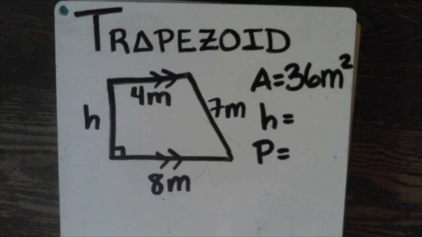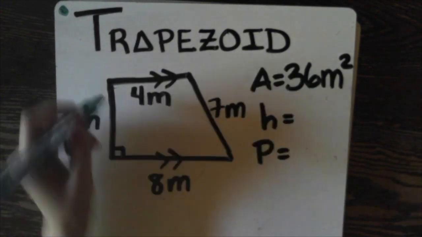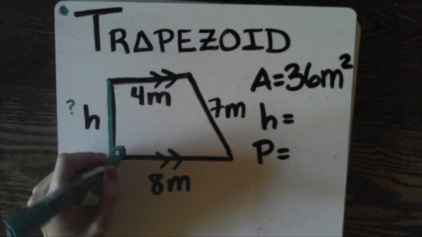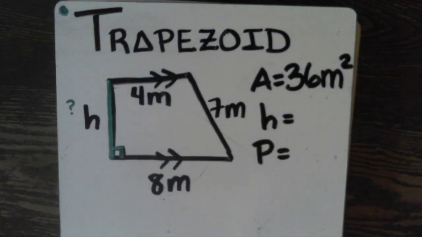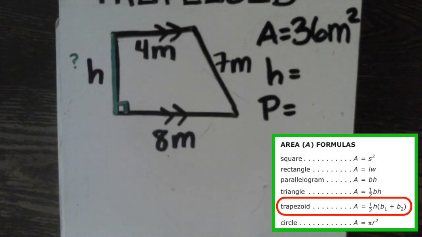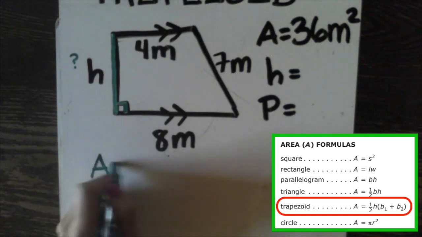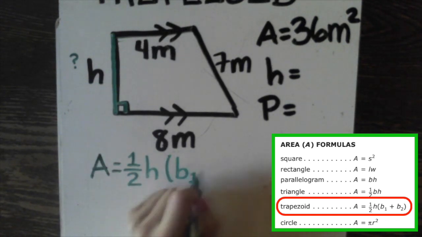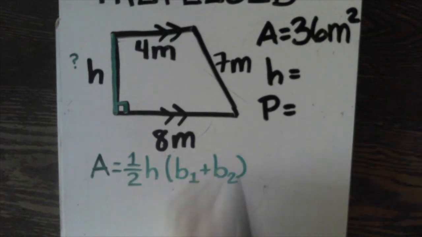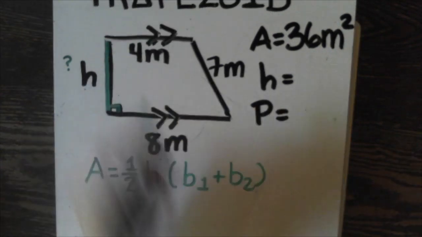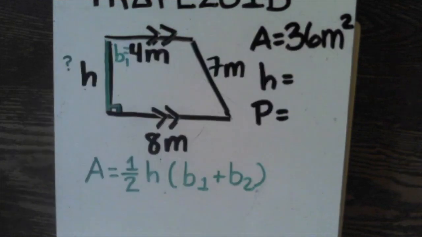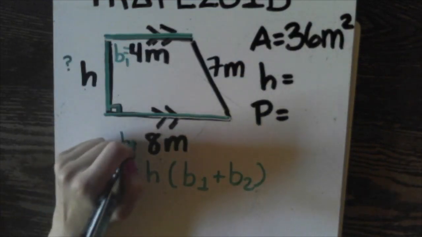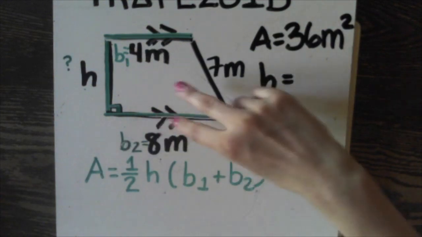We are given that the area of this trapezoid is 36 square meters, and we have to find the height, which we know is this vertical line because it makes a 90-degree angle with the base, with both bases actually, since they are parallel. Now the area formula for a trapezoid is area equals 1/2 the height times base 1 plus base 2, where the height is unknown, but my bases are 4 and 8. I can also say that my bases are 8 and 4. They are interchangeable.